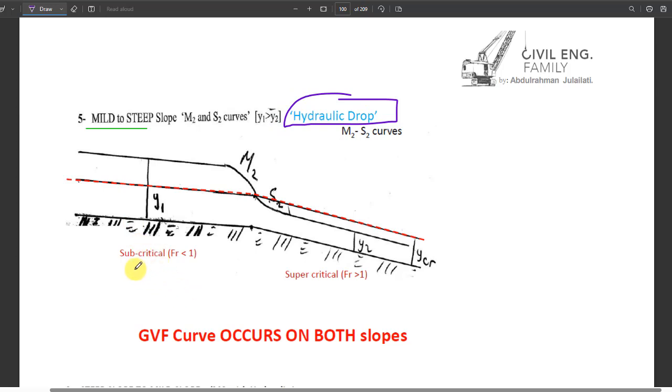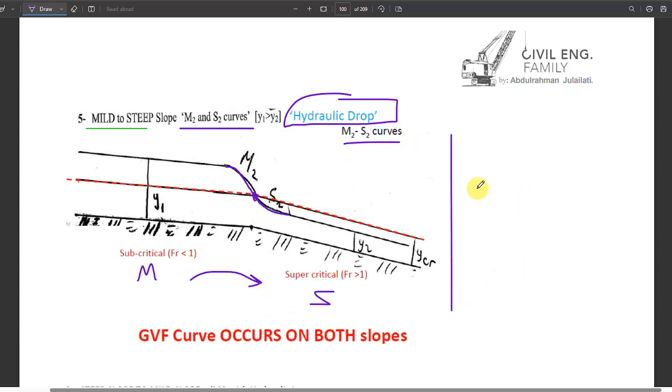Actually, it says if the flow is changing from mild to steep, which is from subcritical into supercritical flow, here we have a special thing: M2 up to the breaking point, and then from the breaking point it continues as S2. So we call it the M2-S2 curve. Okay, like this. This is a special case from mild to steep.